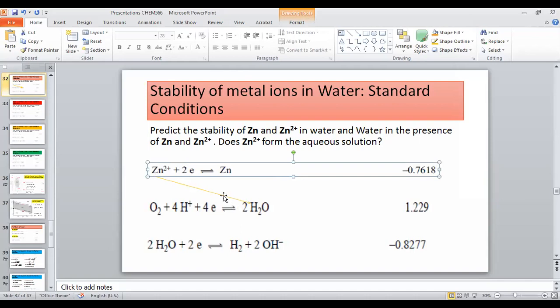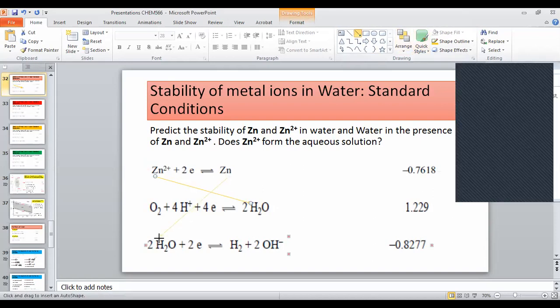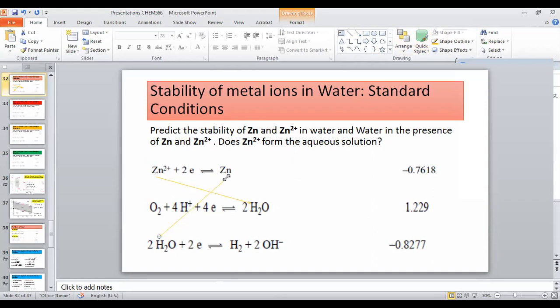So the other option is, if I am considering this one, this has to be considered with this water. So either zinc will react with this water or not.